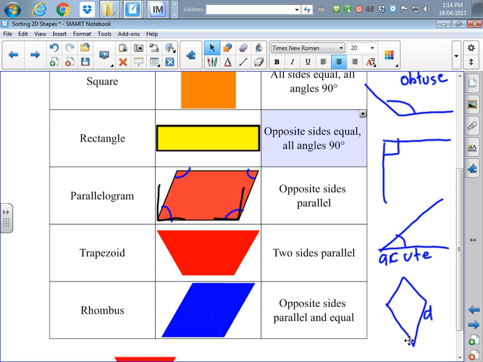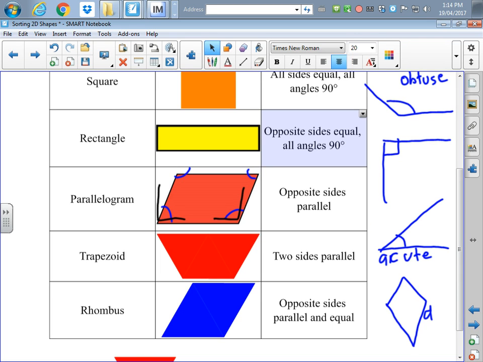What do you notice with a trapezoid? Lucy? The top and the bottom are not equal, but they're also parallel. Yes. Does it have 90-degree angles? No. What kind of angles are in a trapezoid? Obtuse and acute.